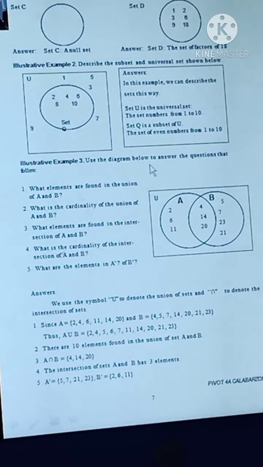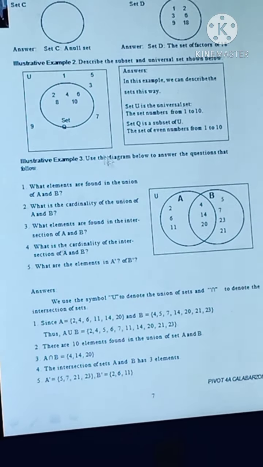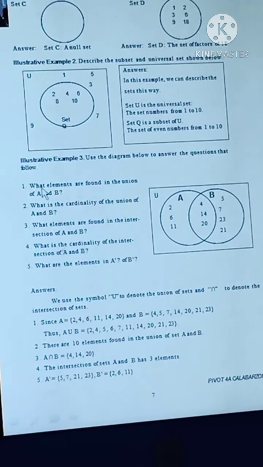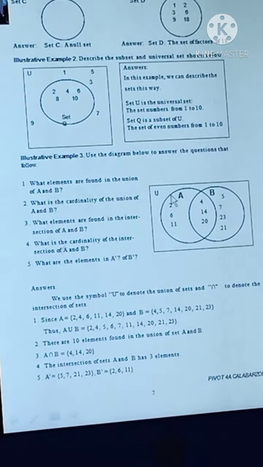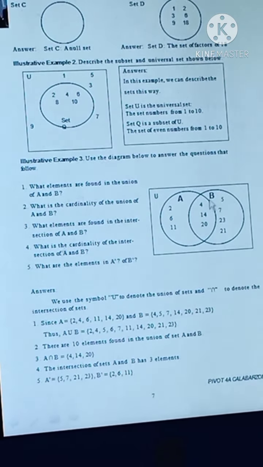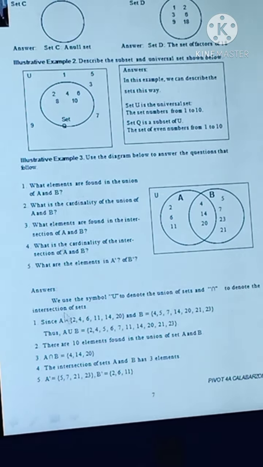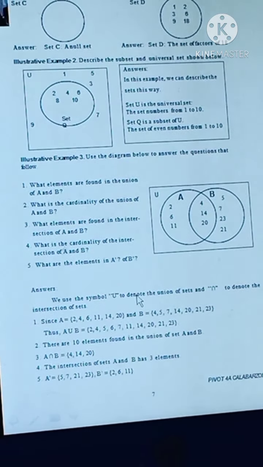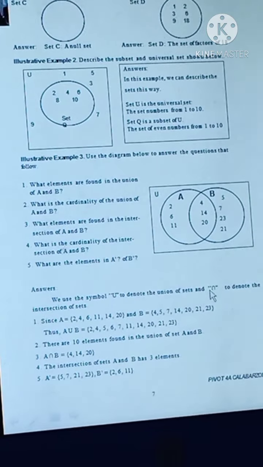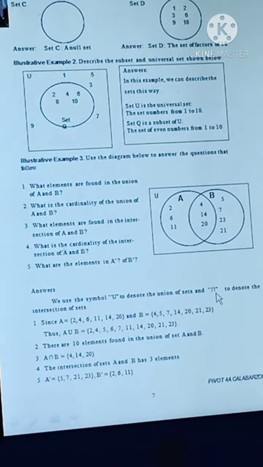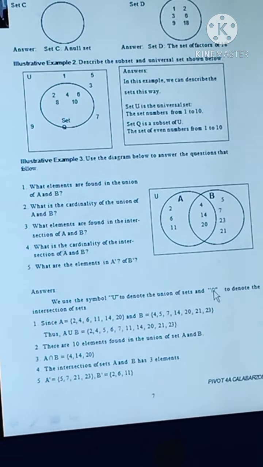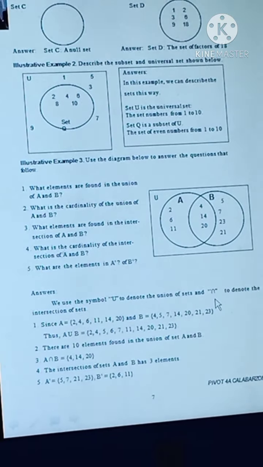So, example number 3. Use the diagram below to answer the questions that follow. 1. What elements are found in the union of set A and B? So, you will have set A and set B. So, your answer must be here. We use the symbol U to denote the union of sets, and this is the reverse or opposite of U. So, you will have here the symbol to denote the intersection of sets.